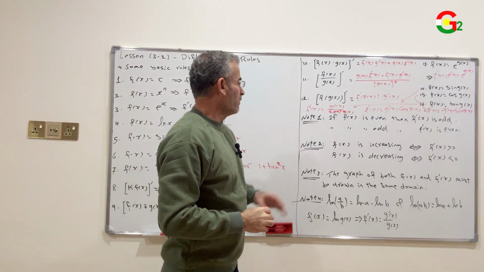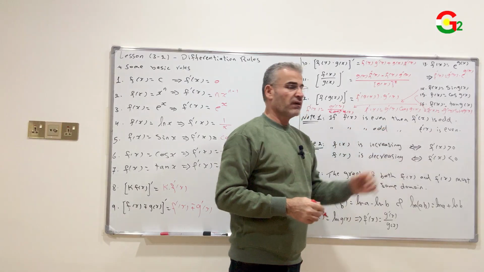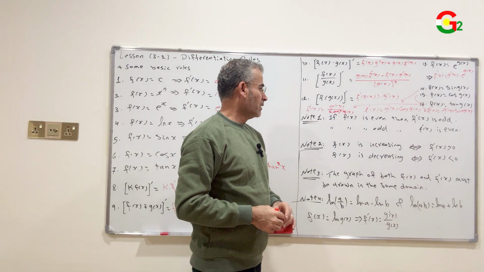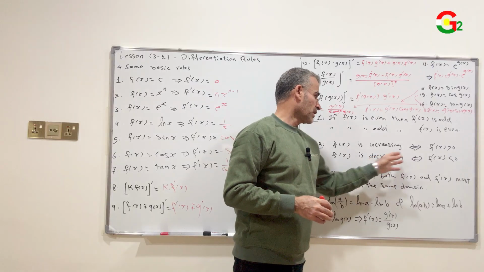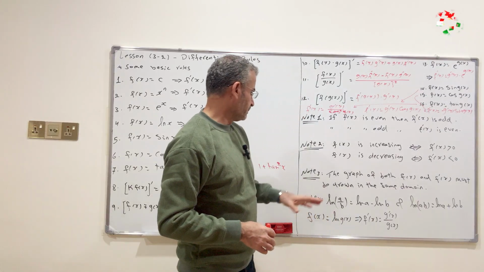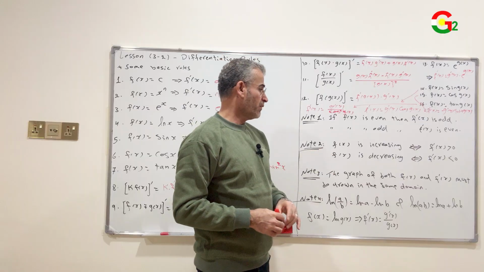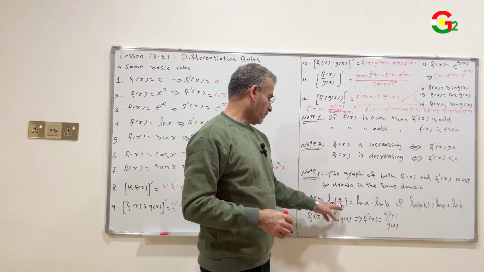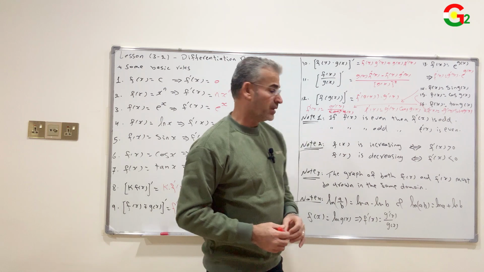Note 1. If f of x is even, then f prime of x is odd. If f of x is odd, then f prime is even. Note 2. f of x is increasing if and only if f prime of x is greater than 0, and f of x is decreasing if and only if f prime of x is less than 0. Note 3. The graph of both f of x and f prime of x must be drawn in the same domain. Note 4. ln a over b equals ln a minus ln b. ln a times b equals ln a plus ln b.